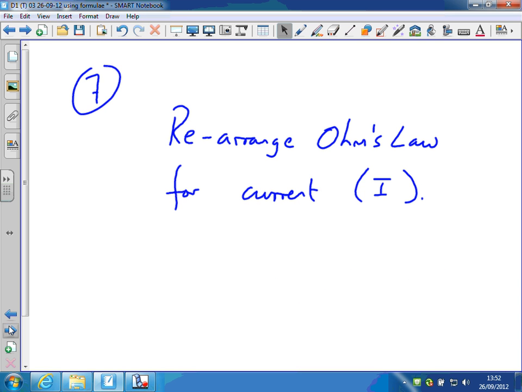Number 7, anybody remember Ohm's law? Okay. Yeah, that's it. V divided by R is I. So, rearrange Ohm's law for current I equals V over R. Or V over R equals I. Okay?